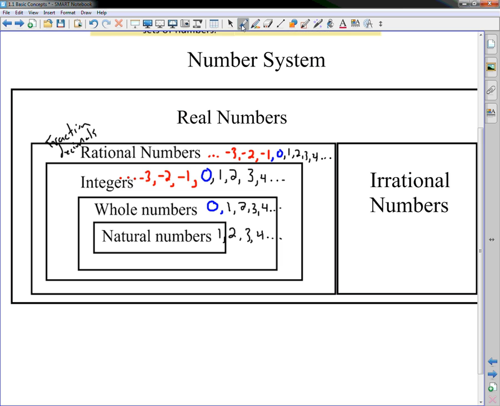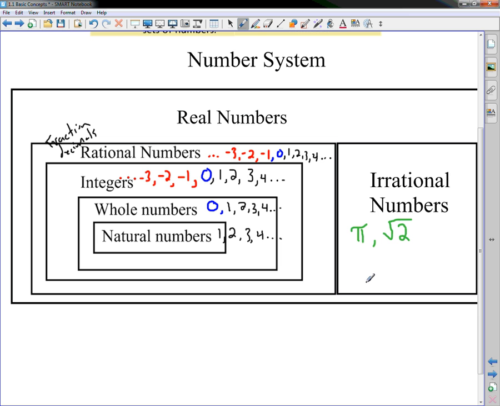Off on to the right over here, we have our irrational numbers. Now, irrational numbers, notice that they sit by themselves over here. They're not included in any of these other boxes. So none of these numbers that we've talked about so far are considered irrational numbers. So irrational numbers are decimals that never end and never repeat. A number that is an example would be pi. That's a decimal that goes on forever. It doesn't repeat. Another example would be a square root. So if we have the square root of 2, that is a decimal that doesn't end or doesn't repeat.